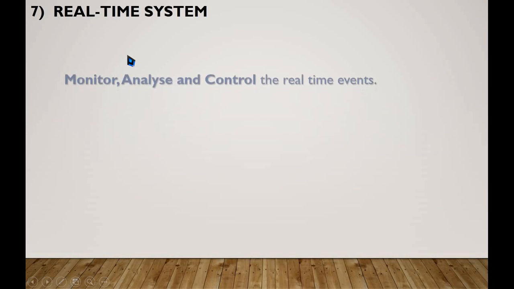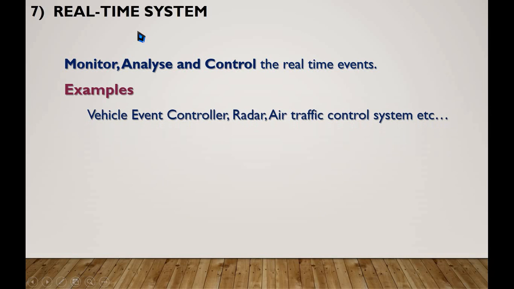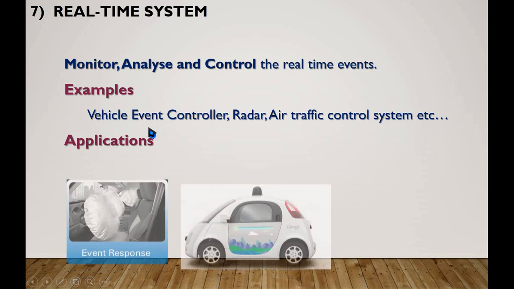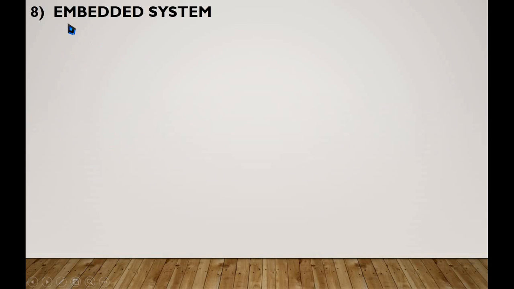Seventh is real-time systems. To monitor, analyze and control real-time events, we use a real-time system. For that, vehicle event controllers, radar, and aircraft controlling systems are all examples of real-time systems. Here, airbags are a real-time system. This is the Google car, which is an example of a real-time system.